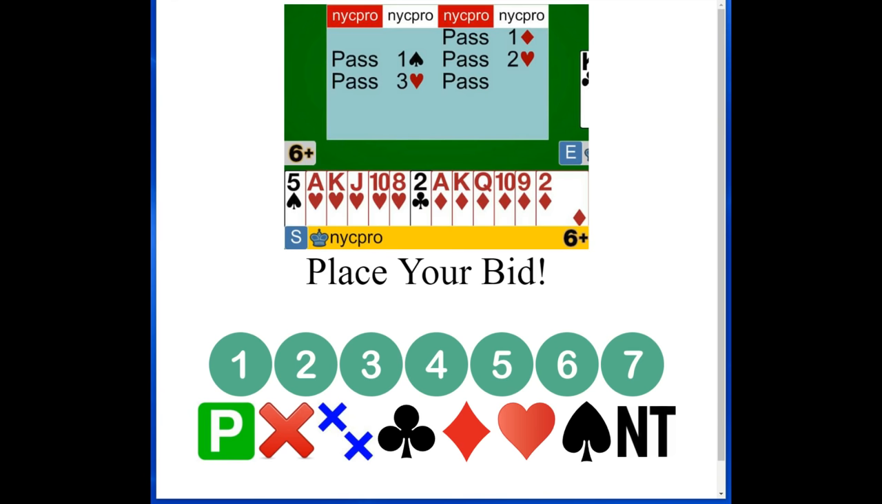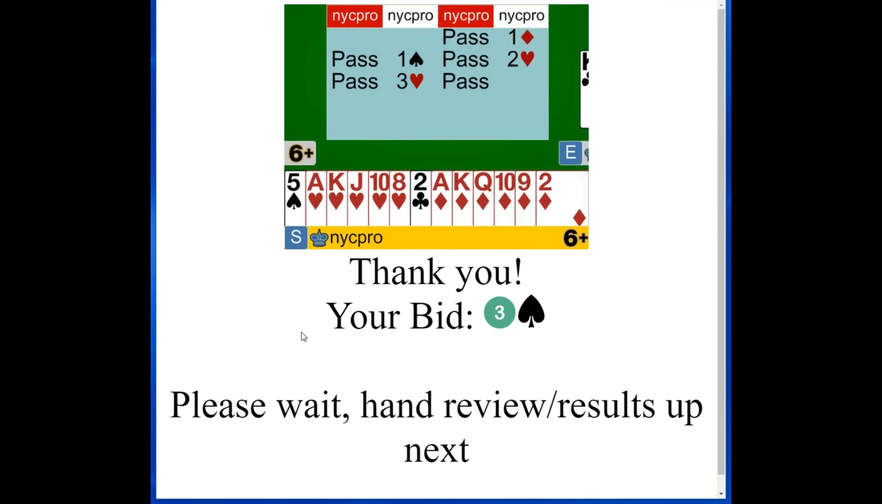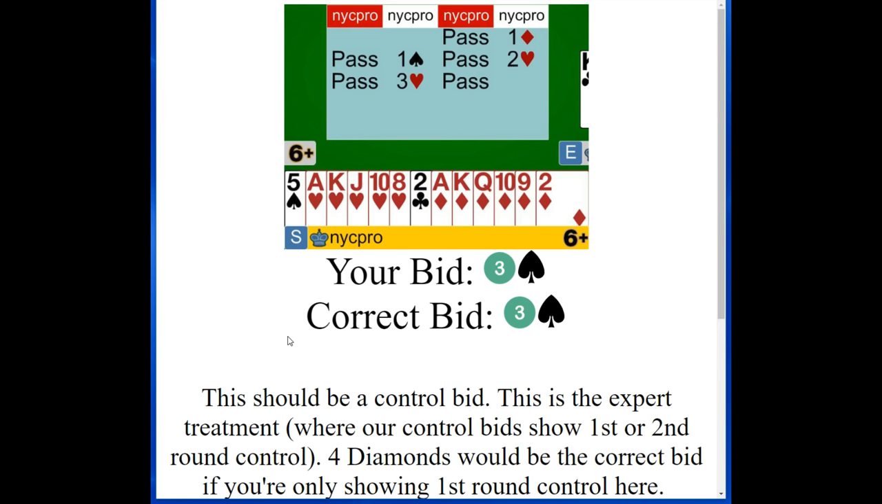All right, so I'm going to make the expert bid here, which is three spades. The reason I say that is because of how I would teach control bids. We should certainly want to at least explore the possibility of slam with a hand like this, with this many tricks. The expert way to do this is when we bid a control, we're either showing first or second round control in the suit we bid. So if you're playing it that way, three spades is the correct bid.